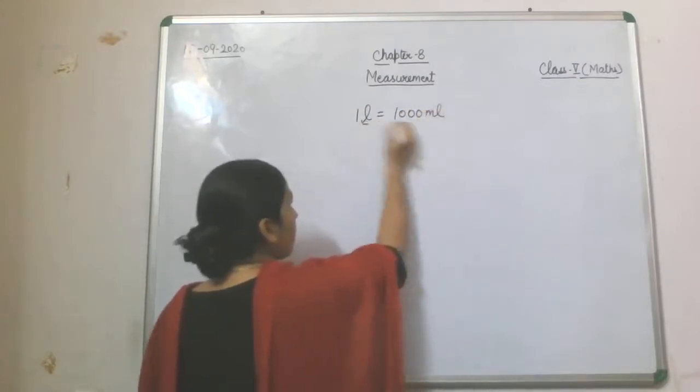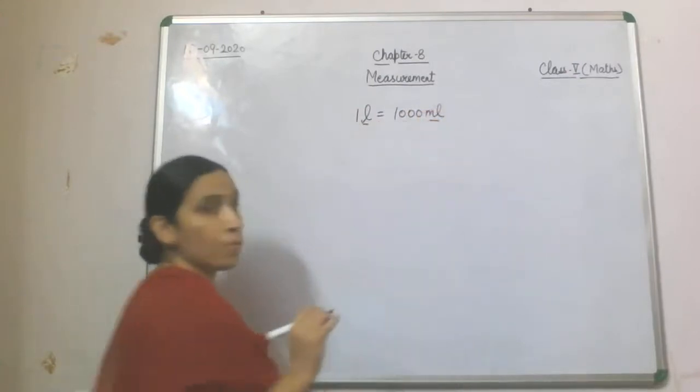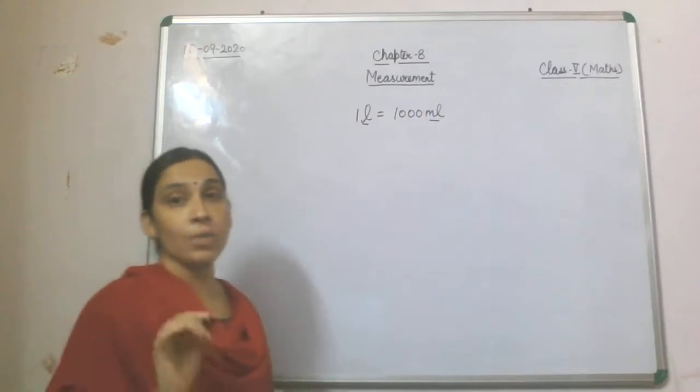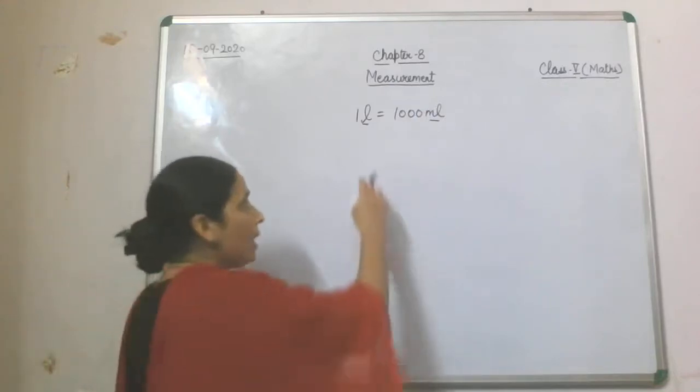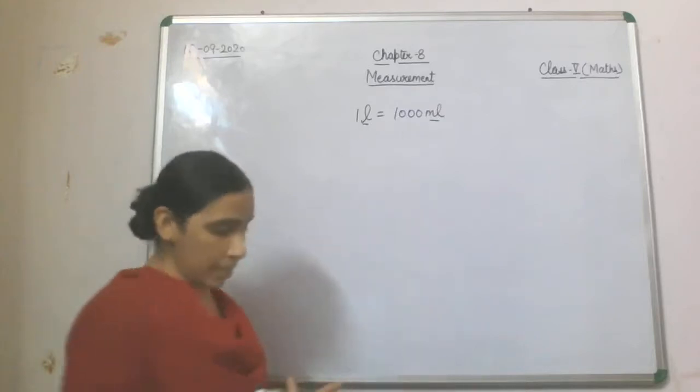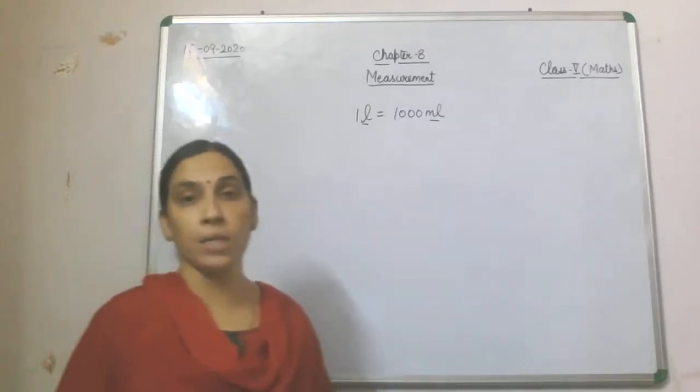I have written the abbreviation of liter and milliliter over here. The standard units of capacity are liter and milliliter. And this only you have to remember, 1 liter is equal to 1000 milliliter.